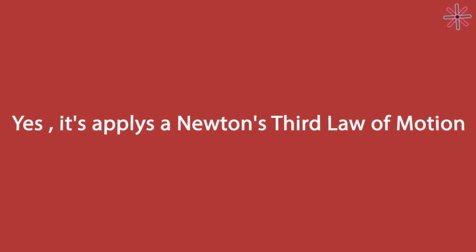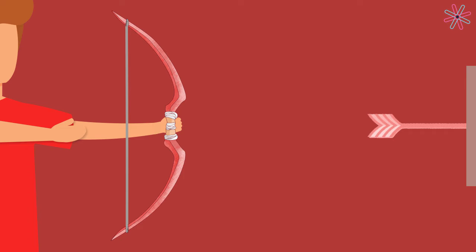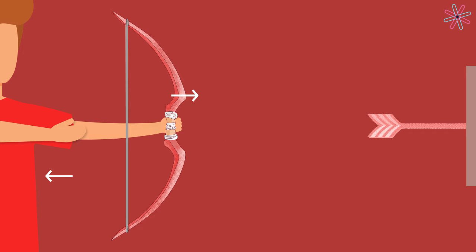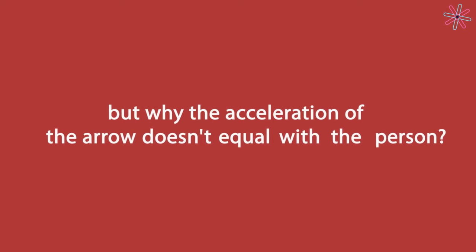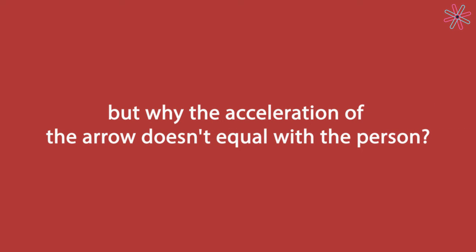What happens when a person shoots an arrow? Yes, it applies the third law of motion. When a person pulls the bow back and releases, the arrow moves forward. It means the person exerts a forward force onto the arrow, and the arrow exerts an equal and opposite reaction force on the person. But why isn't the acceleration of the arrow equal to that of the person?